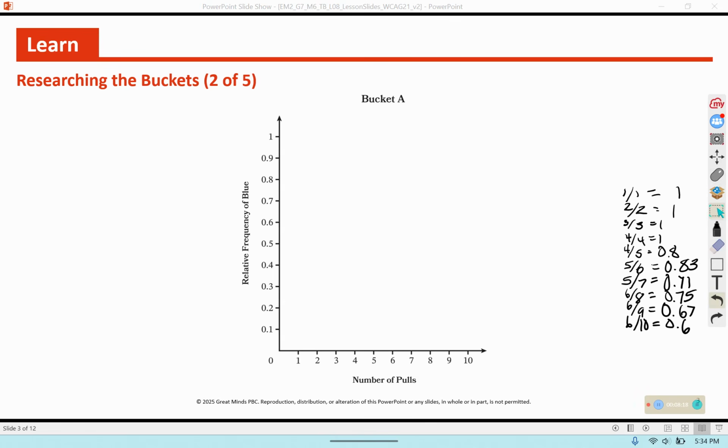We are now going to graph our relative frequencies here. So at 1, we had a frequency of 1, or relative frequency of 1. At 2, 1, 3, 1. 4 was still 1. And then at 5, we dropped down to 0.8. For the 6th one, it was 0.83.